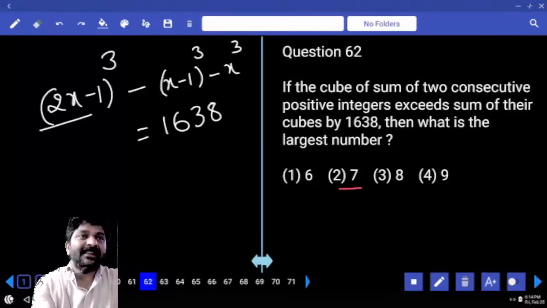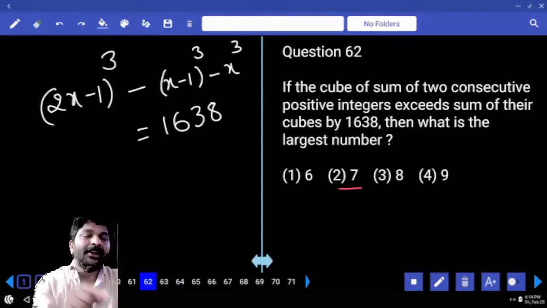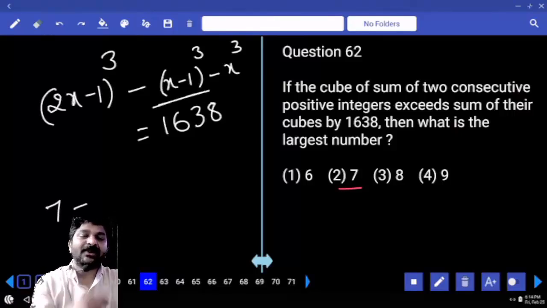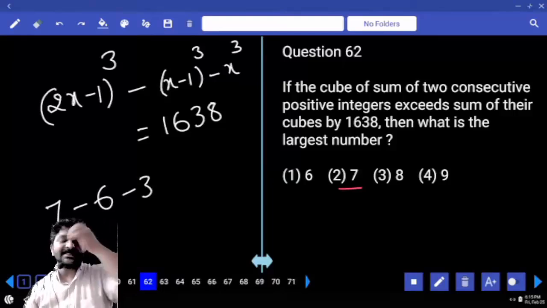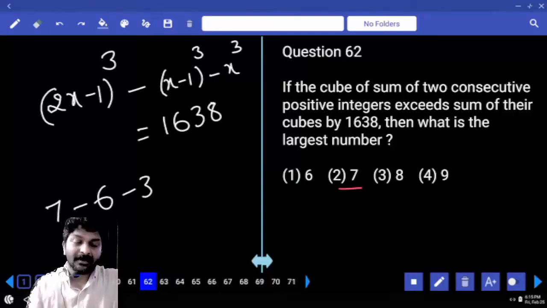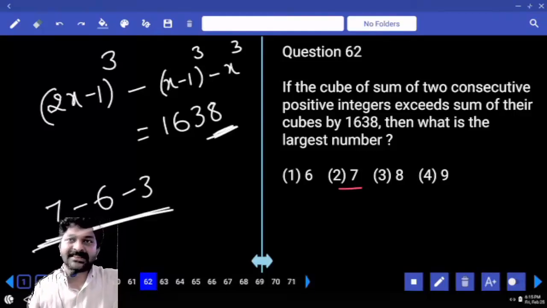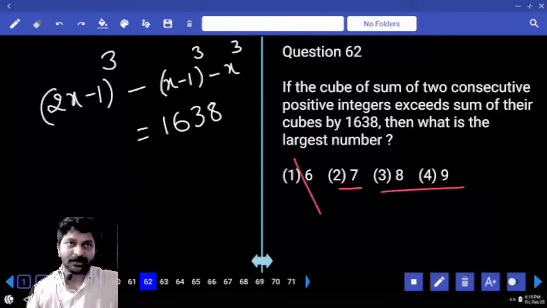7. 2 into 7 is 14. 14 minus 1, come on. 3 cube ends with 7, minus 7, minus 1, 6. 6 cube ends with, 7 cube ends with, come on. 7 minus 9, does it end with 8 or not? 7 minus 9 ends with, last digit satisfied or not? Hence your larger number is 7. If you are not confident, you can even try with the other two options, and then you can eliminate those two.